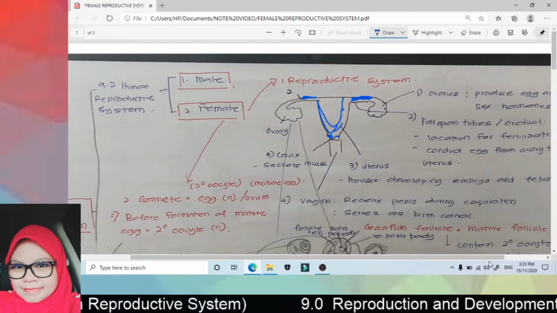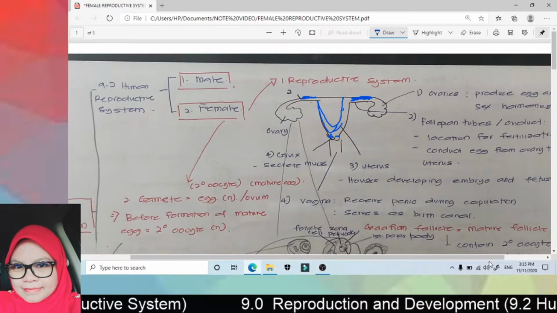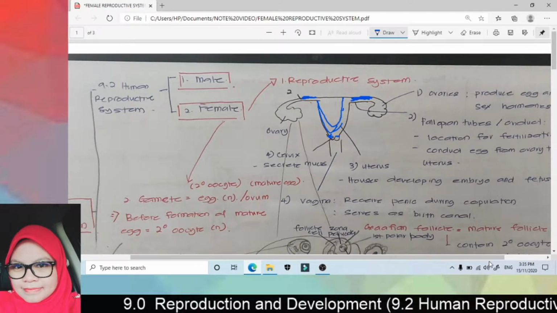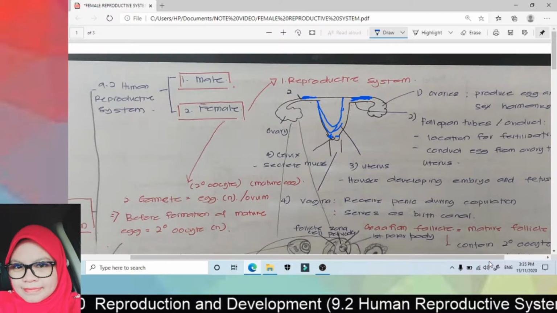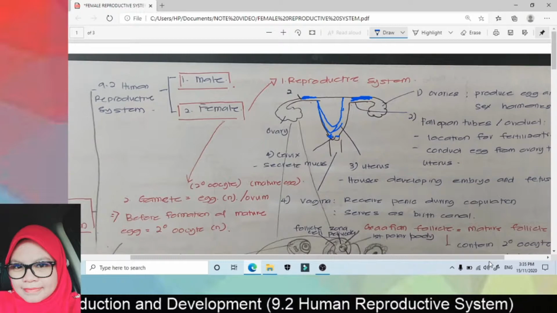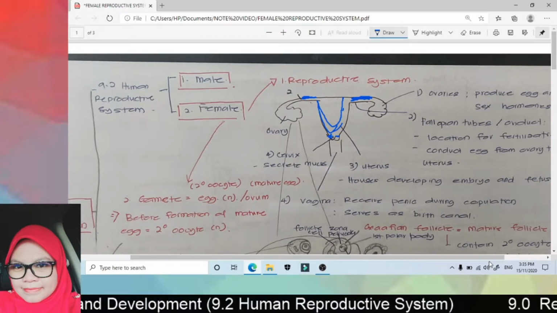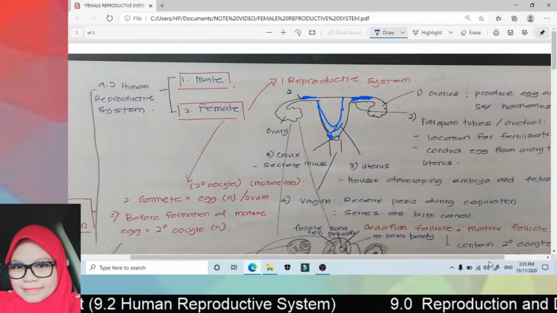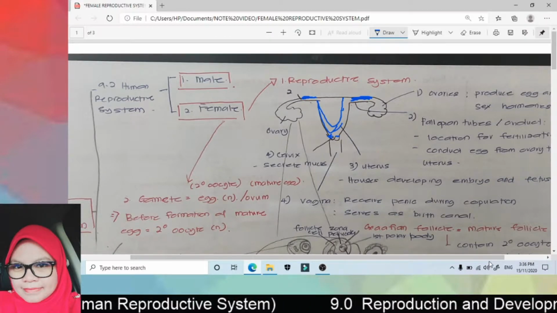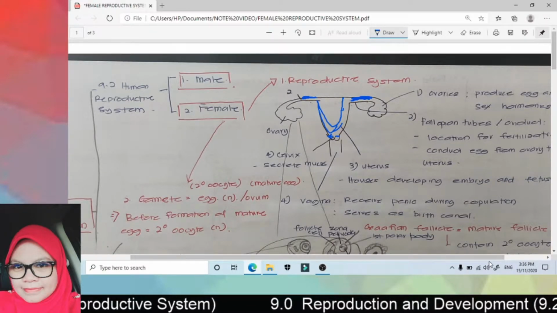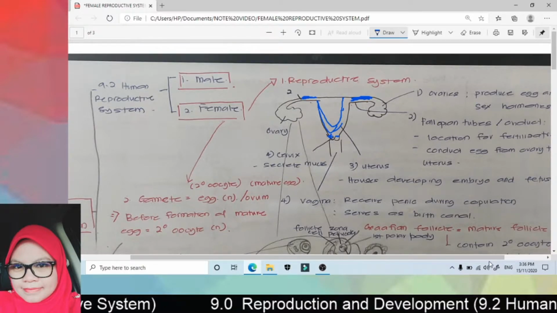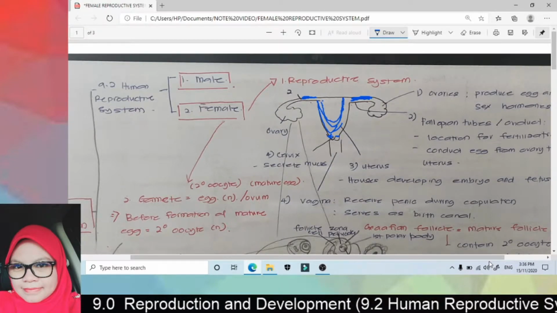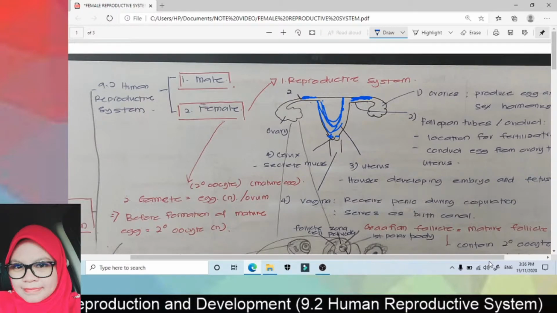So the ovary is the important organ where the egg is being produced. Other than that, female sex hormones, estrogen and progesterone, also will be produced in the ovaries. And then the oviduct or the fallopian tube is the important place where fertilization occurs. So fertilization occur dekat fallopian tube. And then this fallopian tube will conduct the egg from the ovary to the uterus. So the uterus is the house for embryo and fetus development.